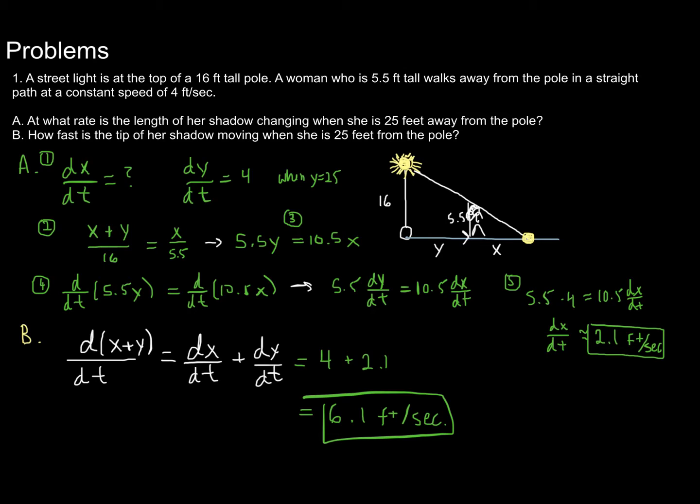So adding those together, I get approximately, I should put approximately there, since this is an approximation, 6.1 feet per second. So writing out your answer, the tip of her shadow at this particular instant is moving at a rate of 6.1 feet per second, approximately, or at a rate of approximately 6.1 feet per second.